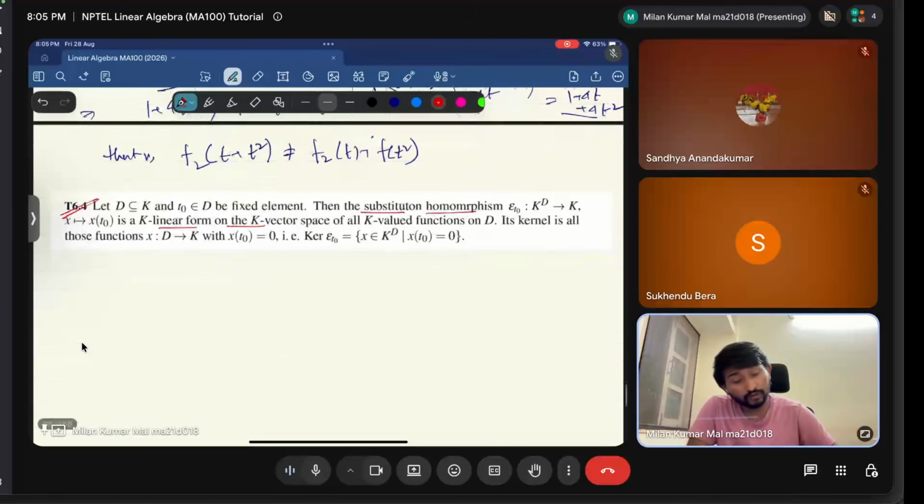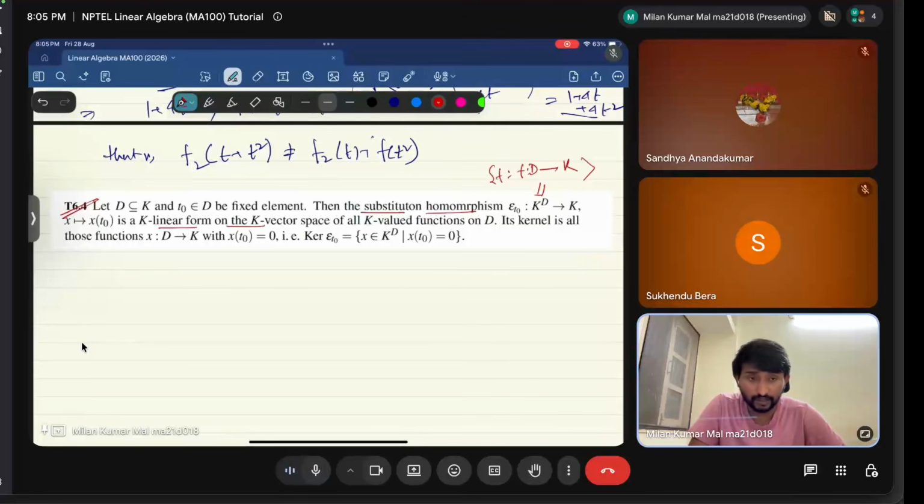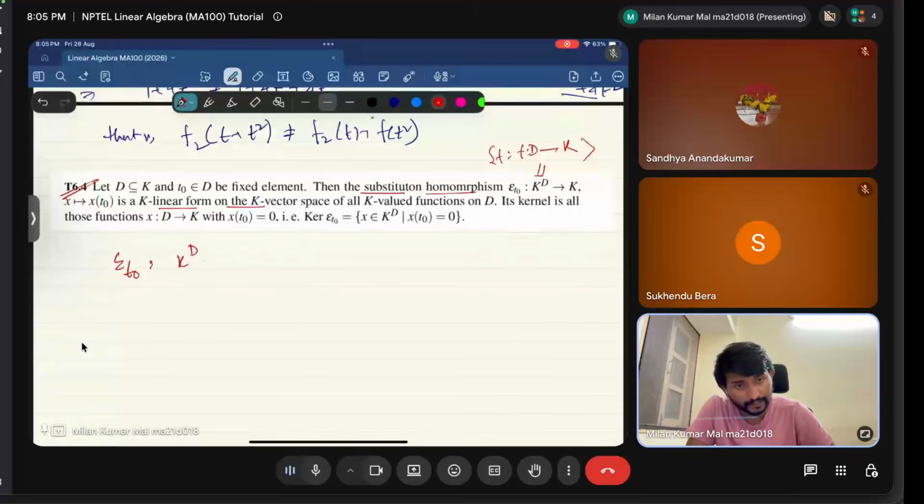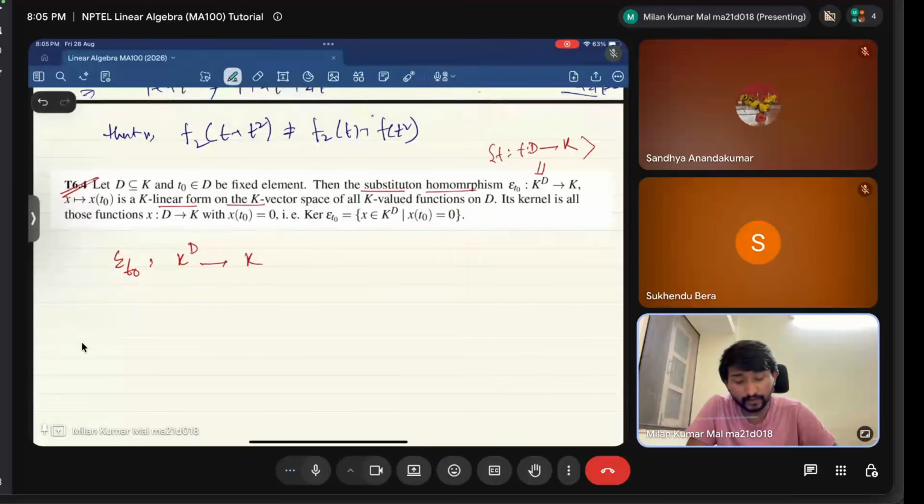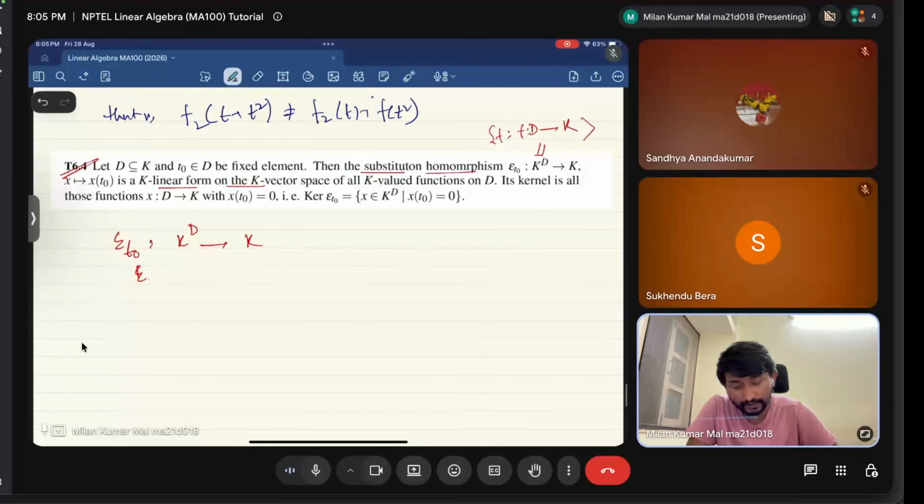What we know is that K^D is nothing but the space of all functions from D to K. K is a field, D is a subset of K, and t naught is one of the points inside D. So the transformation E t naught maps the vector space K^D to K, sending a function f from D to K to f of t naught.